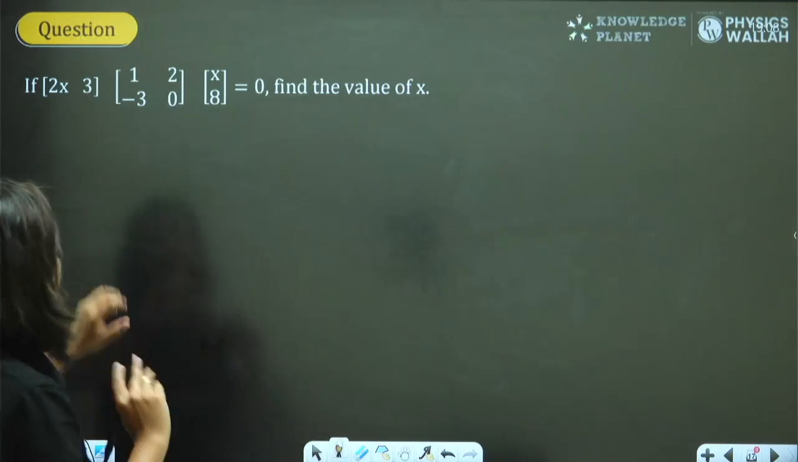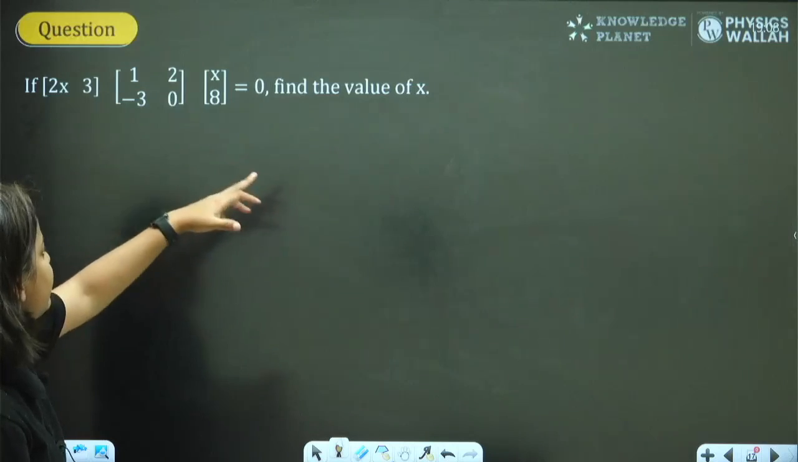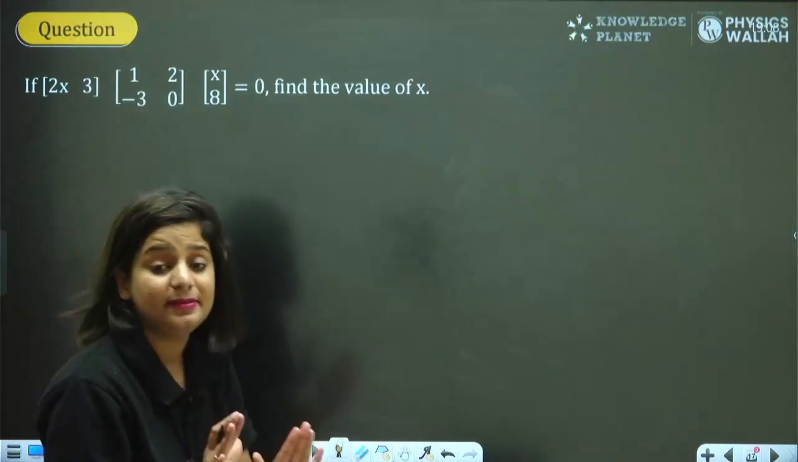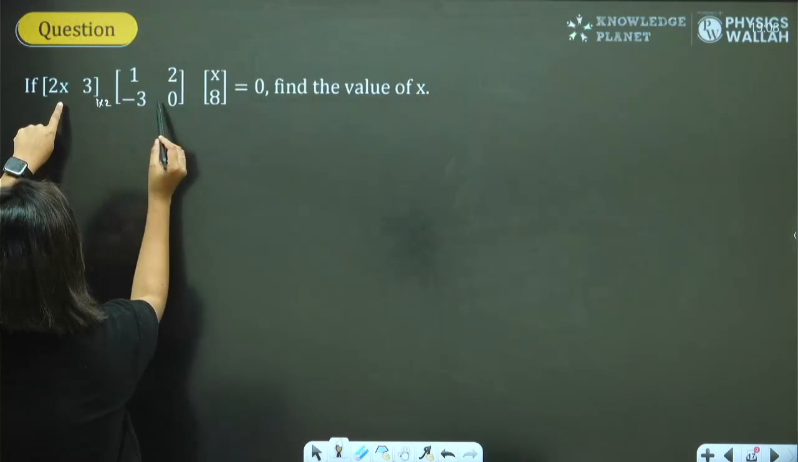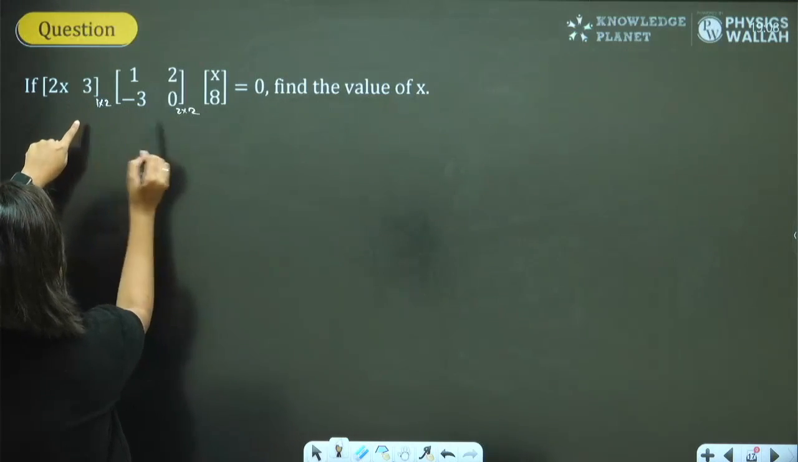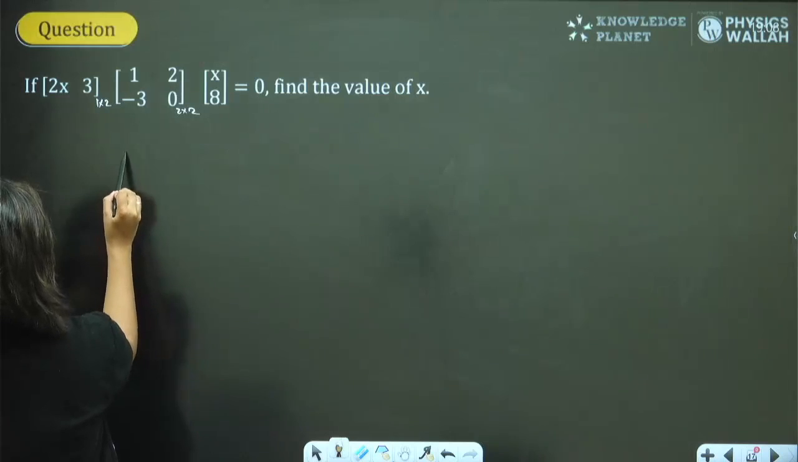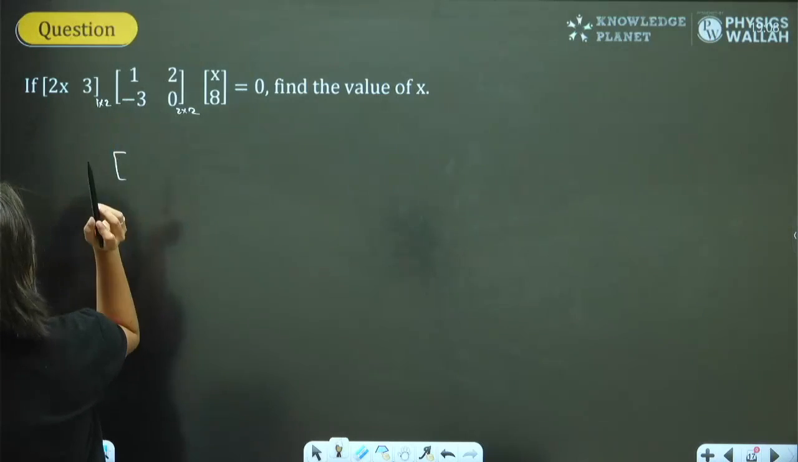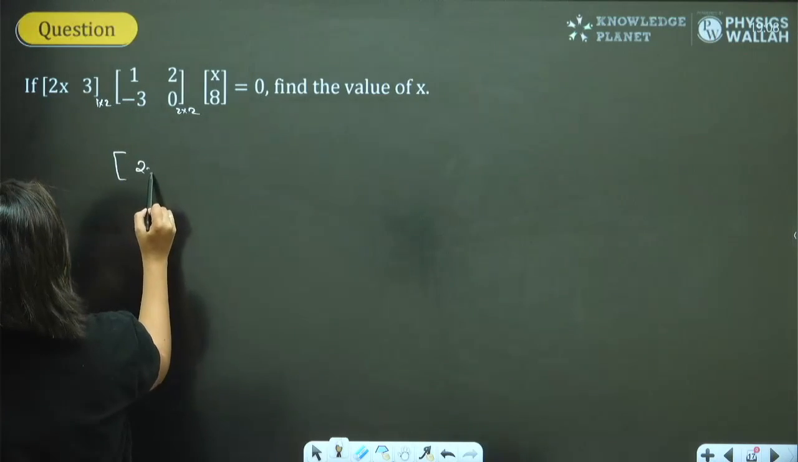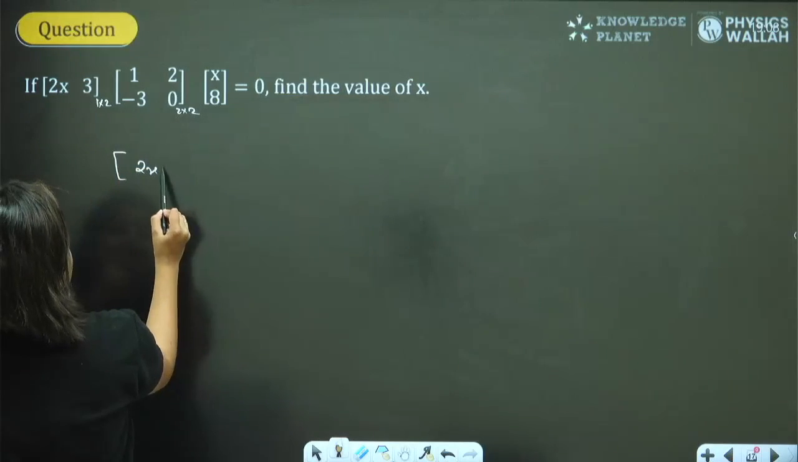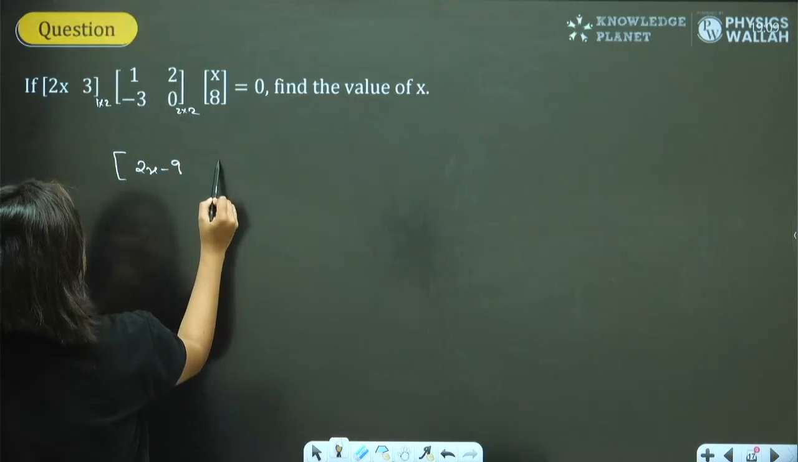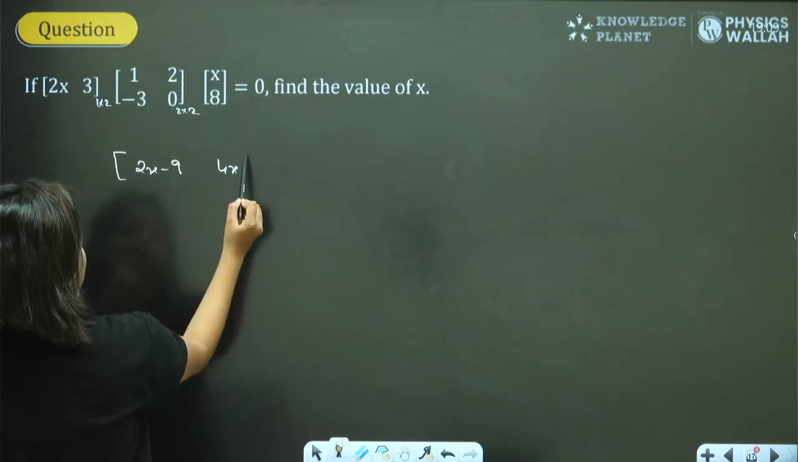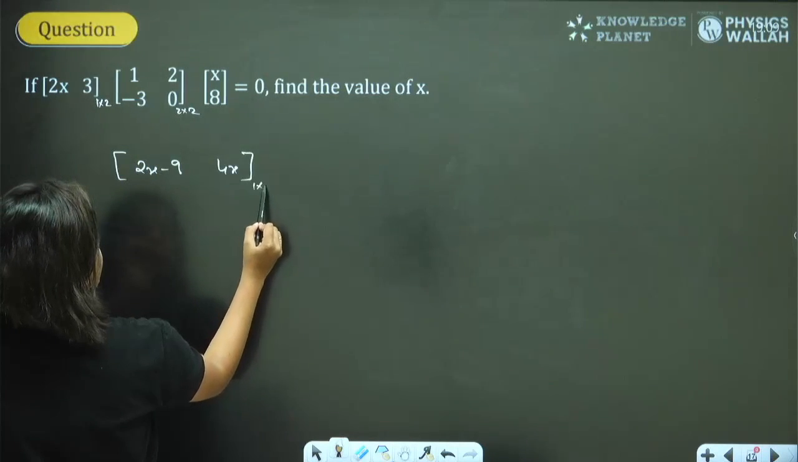The first: [2x 3] [1 2; -3 0] [x; 8] equal to 0. Find the value of x. It's matrix multiplication. Keep the orders in mind. 1 row 2 columns, 2 row 2 columns. We can multiply. The resultant will be 1 by 2. So first row, first column. 2x into 1, 2x. 3 into minus 3, minus 9. First row, first column done. First row, second column. 2x into 2, 4x. 3 into 0, 0. So that's your 1 by 2.